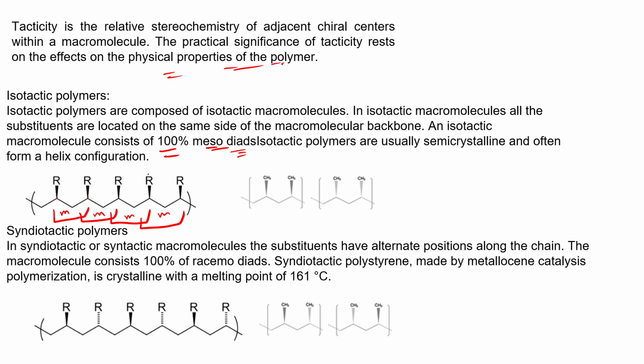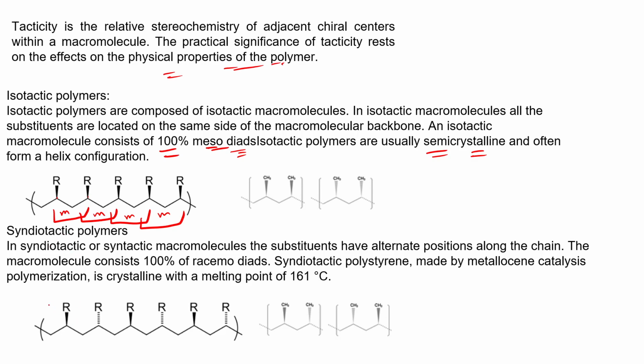Now let's look into the physical property. The question is about the property, and how they can be differentiated. These kinds of polymers are usually semi-crystalline and often form a helix configuration. That's the ultimate property of this kind of polymer.